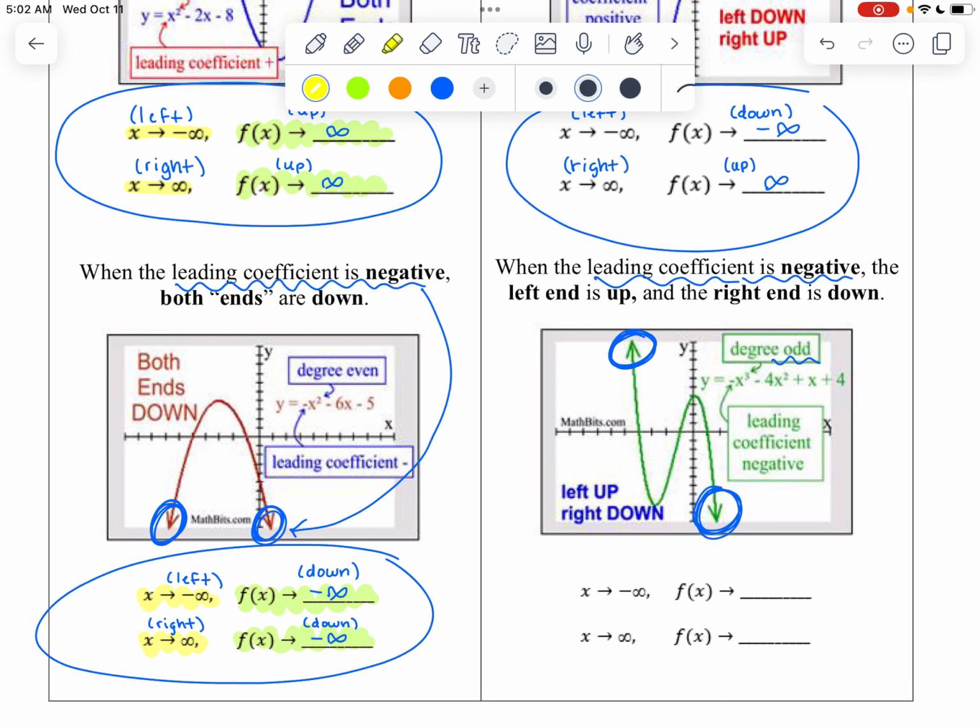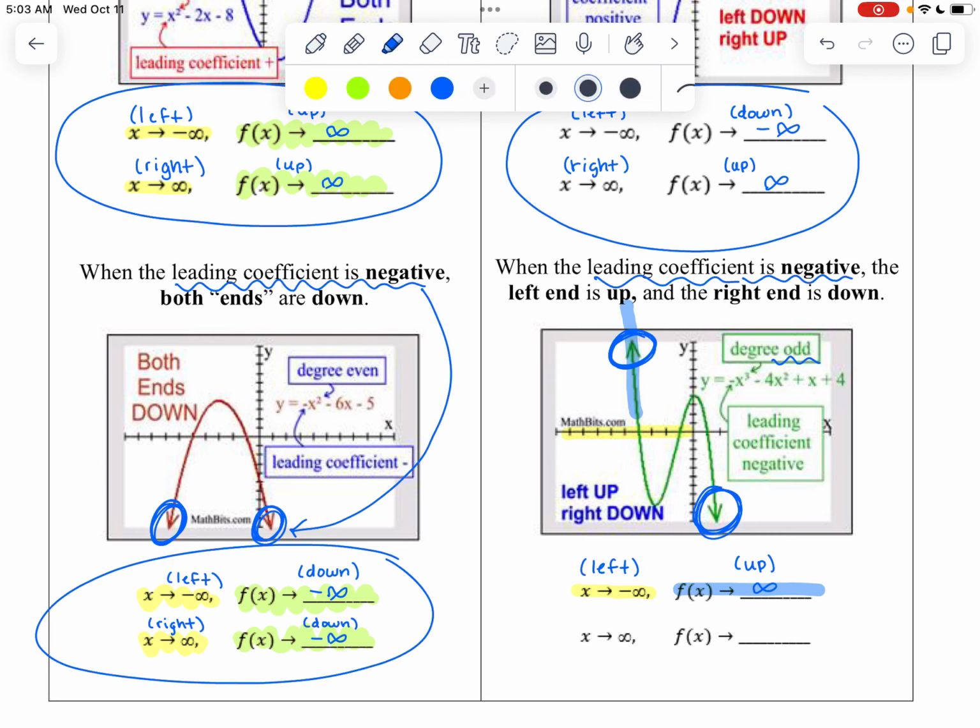So as we look to the left, we look horizontally left on the curve. What's the left side of the graph doing? It's going up. So as x gets smaller and smaller, as we look left, as x approaches negative infinity, what is f of x doing? The y values are getting bigger and bigger. They're going up, so the y is approaching infinity.